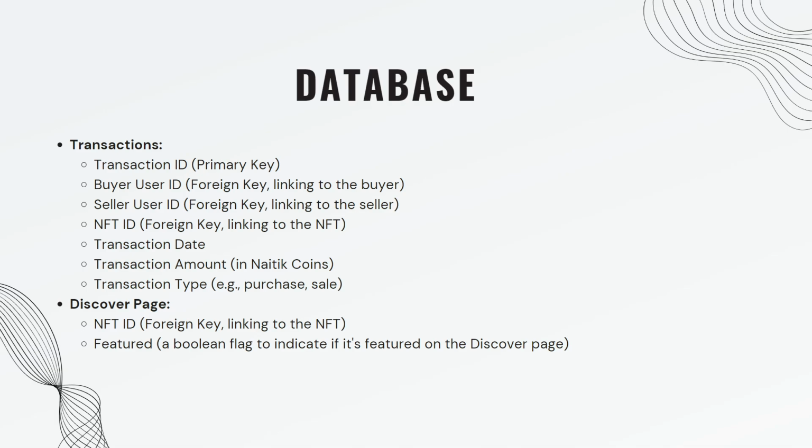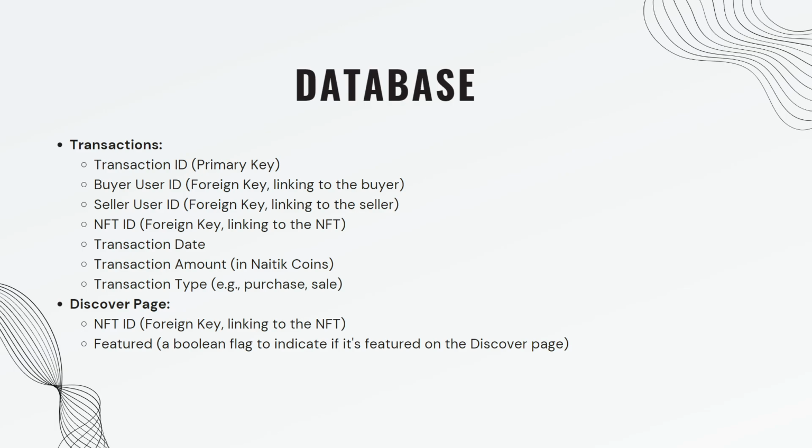And then we have transactions. So transaction is a really important part of this project. So we have a transaction ID, primary key, buyer user ID, again foreign key, seller user ID, again foreign key, NFT ID, again a foreign key, and the transaction date, transaction amount in DANG, or let's say coins. And then we have transaction type, whether it's a purchase or sale.